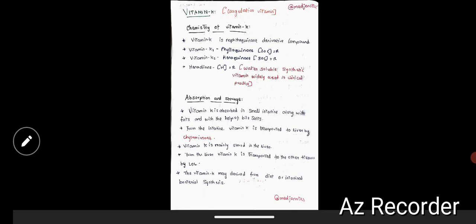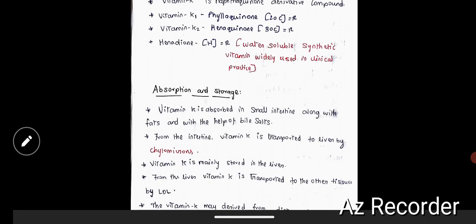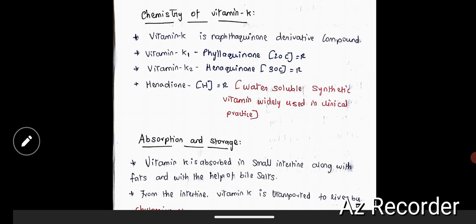Let's go next. Vitamin K. Vitamin K is a coagulation vitamin. We'll see the chemistry. Vitamin K is a naphthoquinone derivative compound. Vitamin K1 is also known as phylloquinone. Vitamin K2 is a menaquinone.